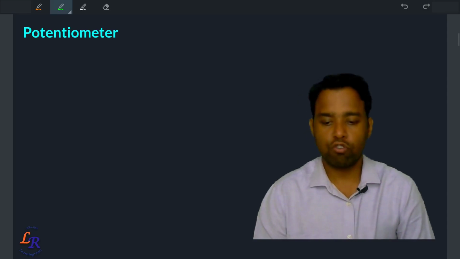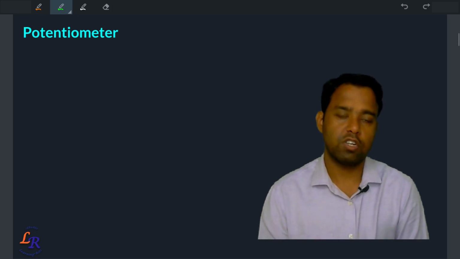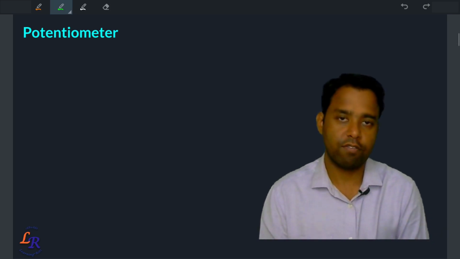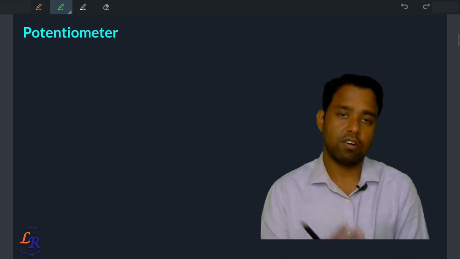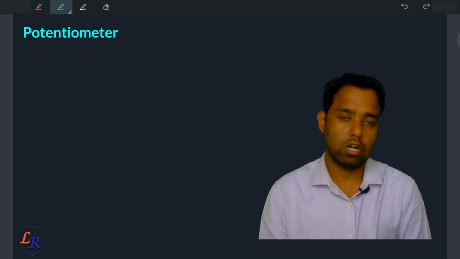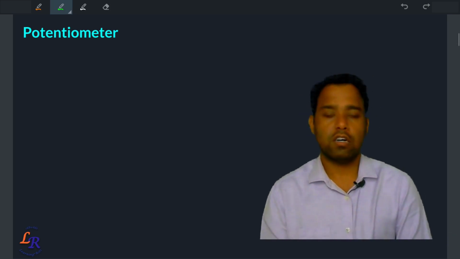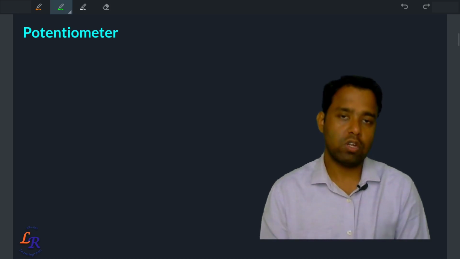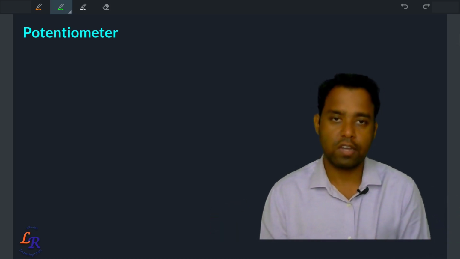Namaskar. So in this lecture we will see about potentiometer. Actually, potentiometer is a device which is generally used to compare the EMFs of different cells or find the internal resistance of a cell which is going to supply DC electricity in the outer circuit. The concept in a potentiometer is a very long wire, or sometimes pieces of wire. We'll see how it looks.